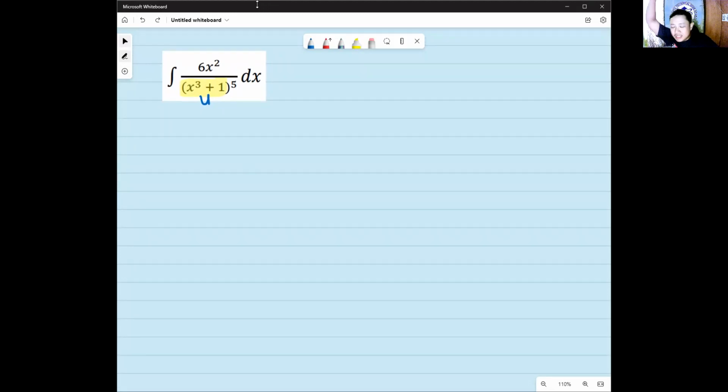When you change its position, either from numerator to denominator or denominator to numerator, always remember that the sign changes. Okay? So from positive, it will become negative. So therefore, this will become the integral of 6x squared. This is our numerator. And then it will join the x cubed plus 1 raised to negative 5 dx. Can you follow?